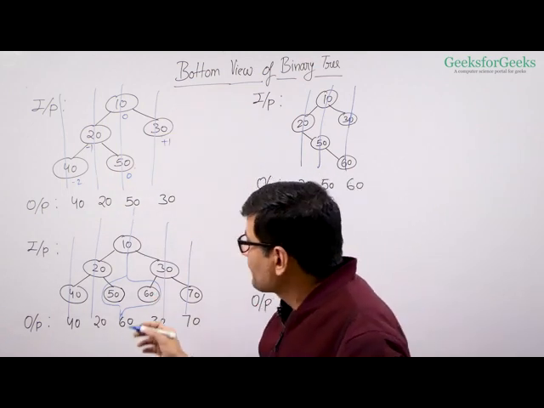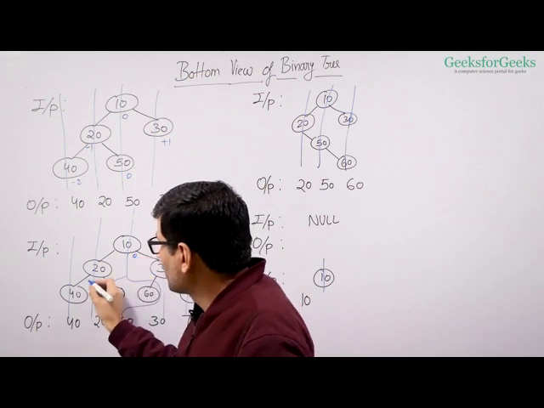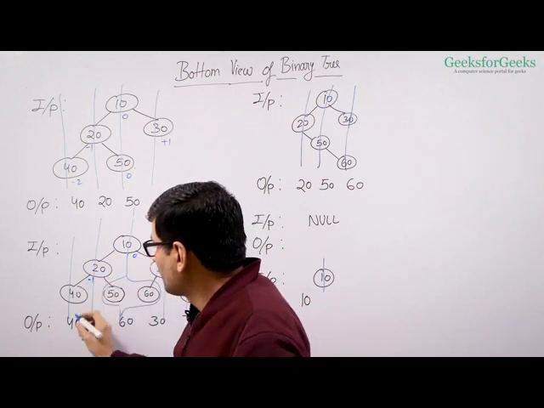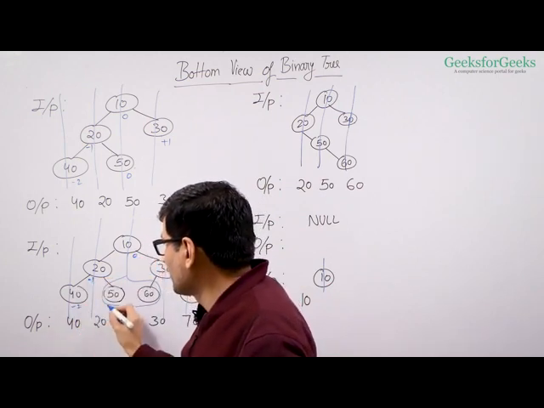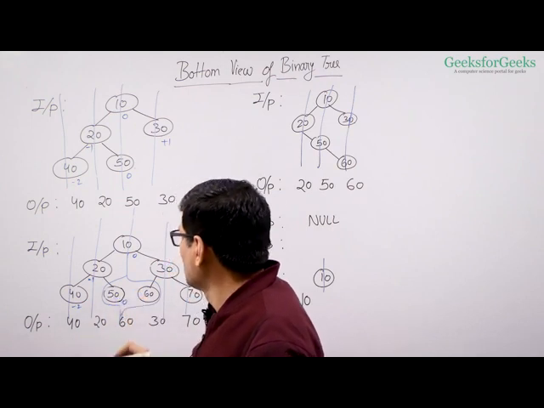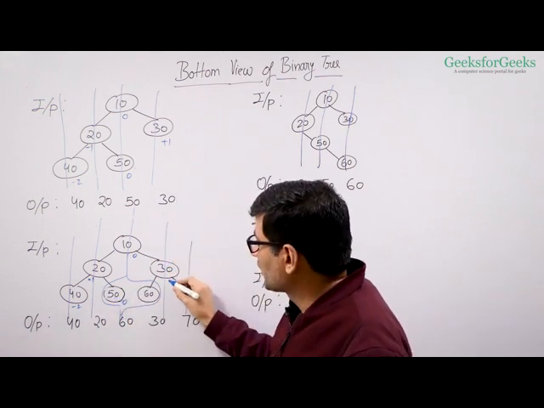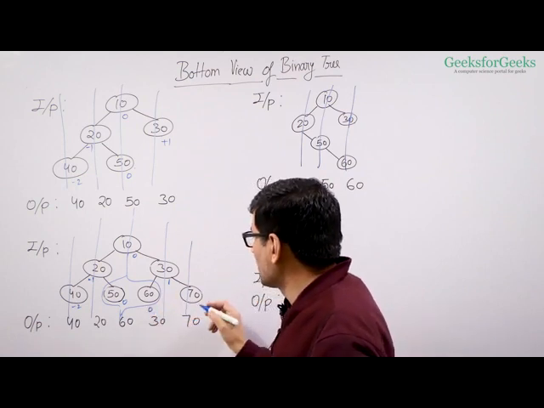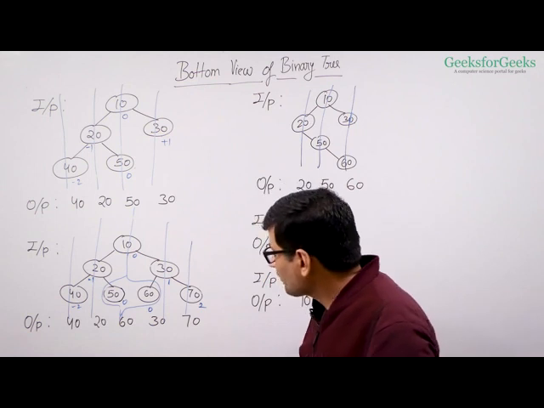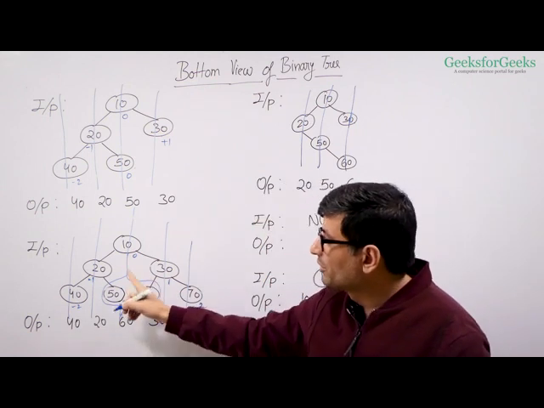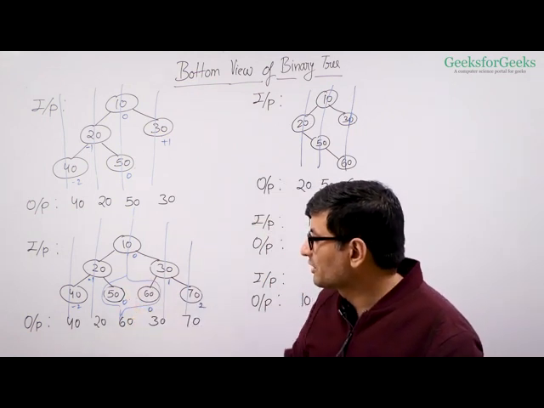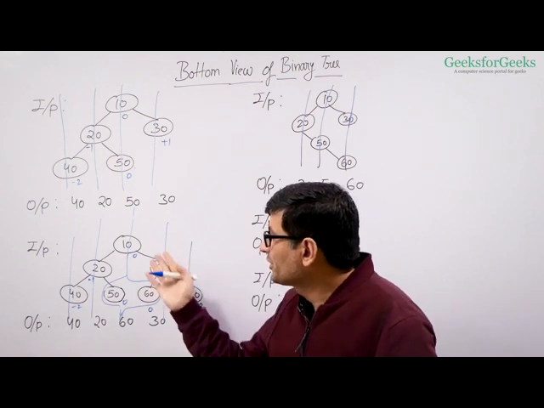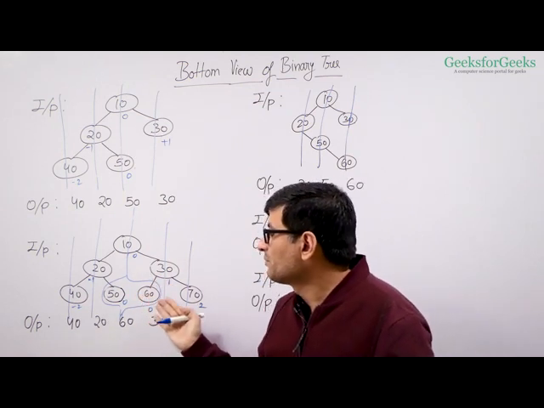Now we see this tree. We have 0 here. Then we have 1 minus 1. Then we have minus 2. Then we have minus 1, plus 1, 0. Then on the right side we have 0, plus 1. And on the left side we have 1 minus 1, 0. And on the right side we have 1 plus 1, 2. We can notice that we have 3 nodes which are at horizontal distance 0. And how do we decide which of these 3 nodes should be part of the bottom view?